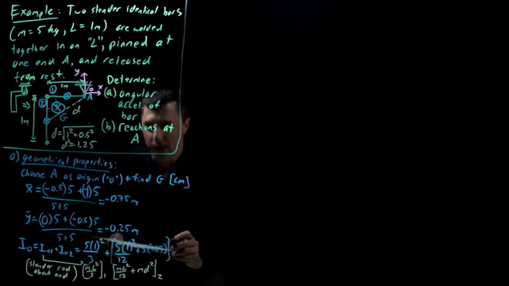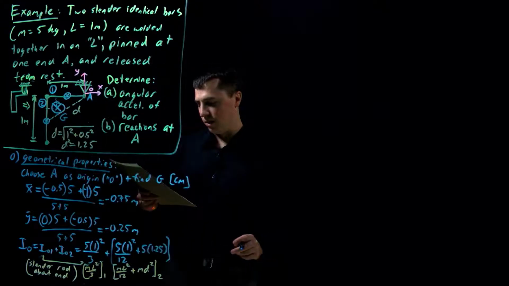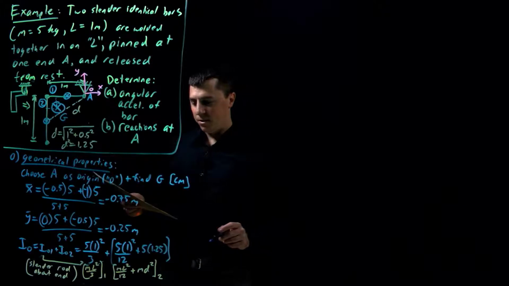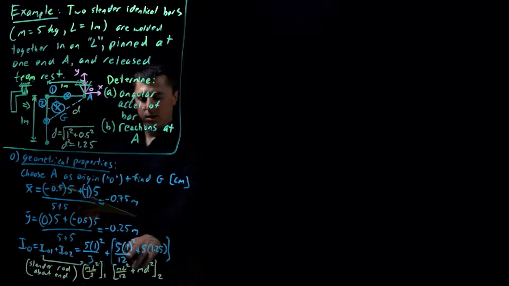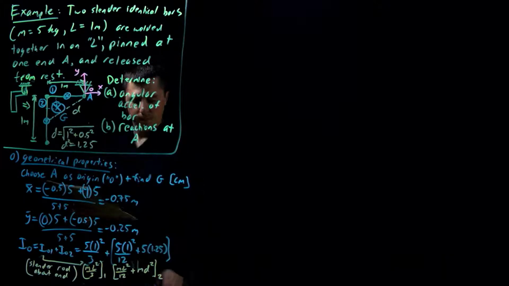And we don't square that. That is d squared. We kept it d squared there. So this turns out to be 5/3. This is 5 over 12. And then we've got 5 times 5 over 4.